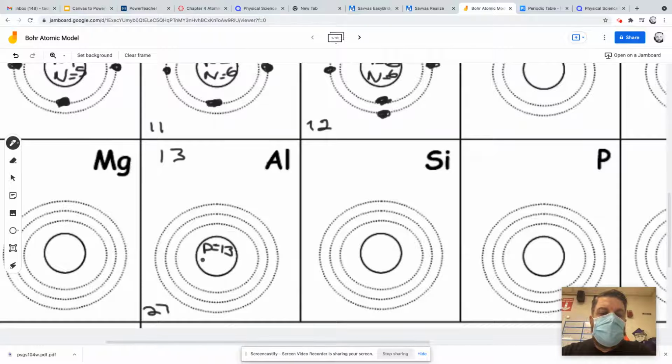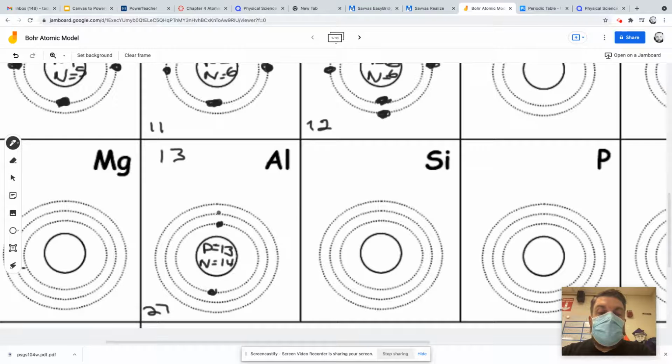And how many neutrons? 27 minus 13, which is 14. So remember, these two numbers here, protons plus the neutrons will always equal your atomic mass. The atomic number always equals the total number of protons, and whatever you have for protons is the same number of electrons. What's the most that that first ring can hold? 2. Now the next ring can only hold 8.